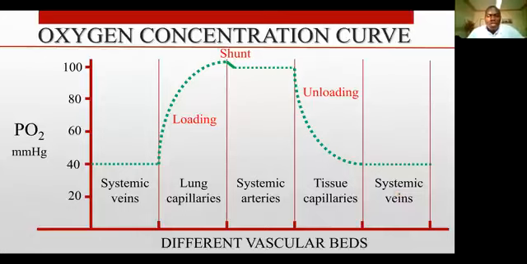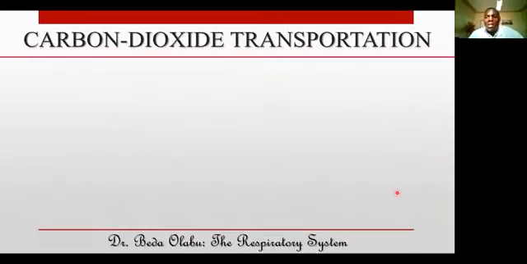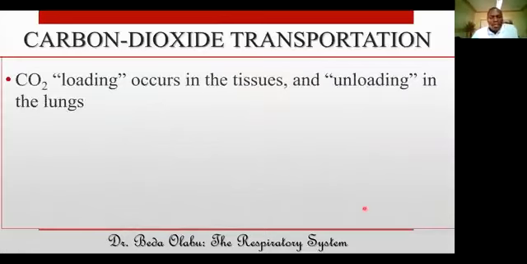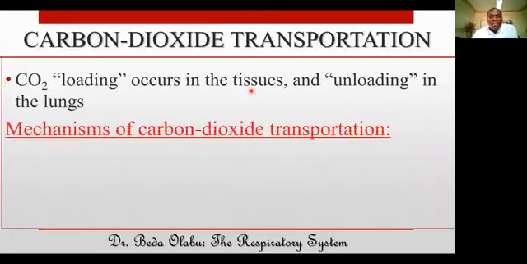How about carbon dioxide transport? How is carbon dioxide transported? So carbon dioxide loading occurs in the tissues. The blood is loaded with carbon dioxide in the tissues, but it is unloaded in the lungs. There are three mechanisms that help in the transportation of carbon dioxide.